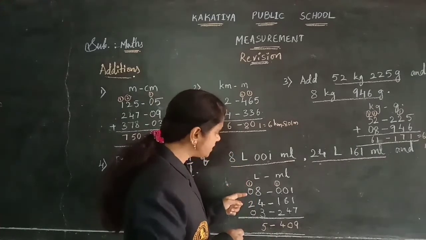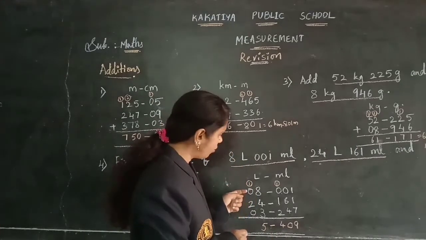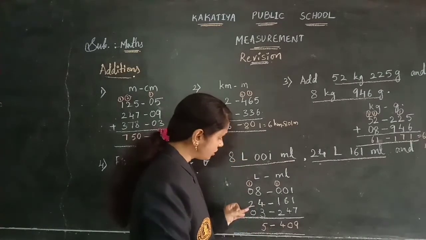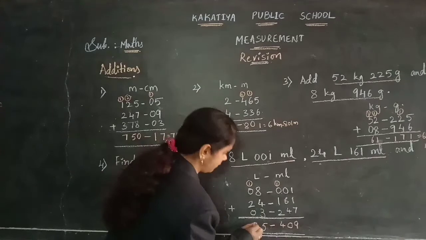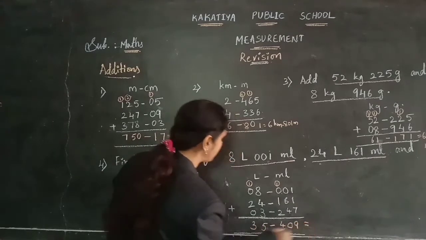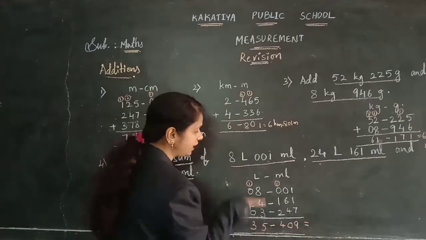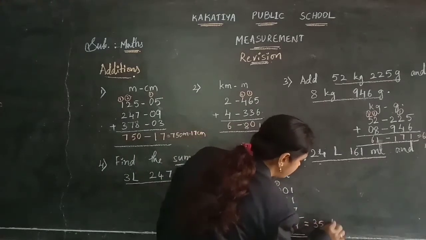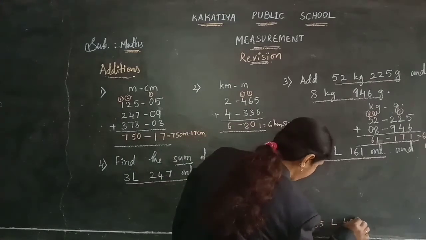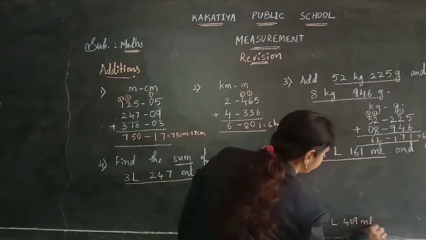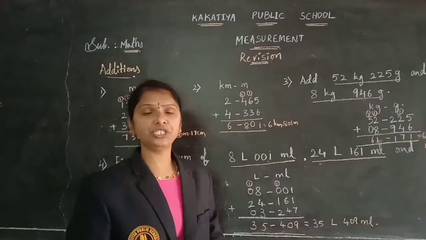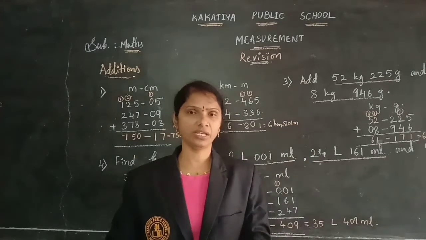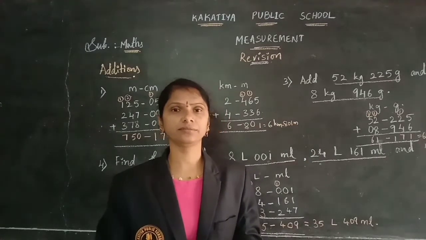Now 1 plus 0 is 1. Then 1 plus 2 is 2, 3. So 3 plus 0 is 3 itself. Okay, so what is the answer when we are adding the sum here? 35 liters 409 milliliters. These are the additions, children, arranging in columns and adding everything I gave here.